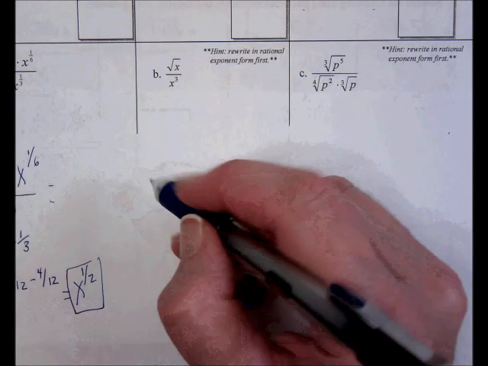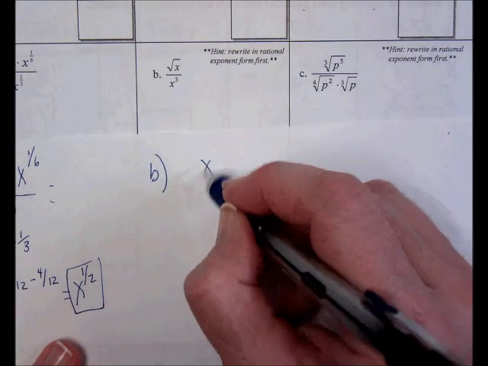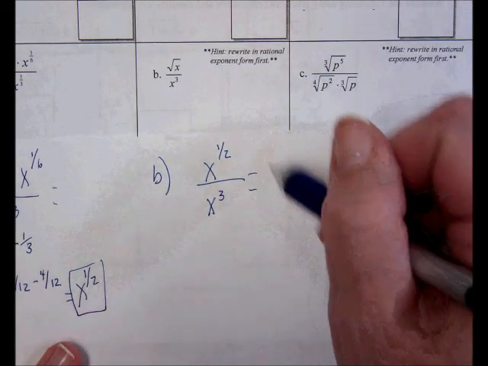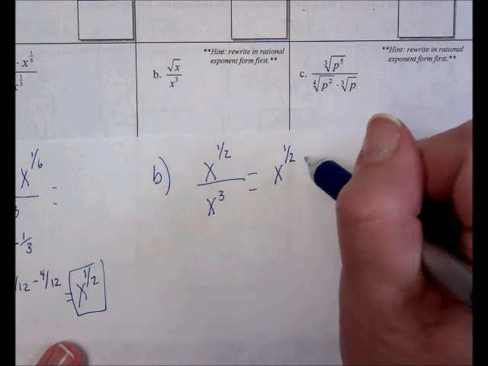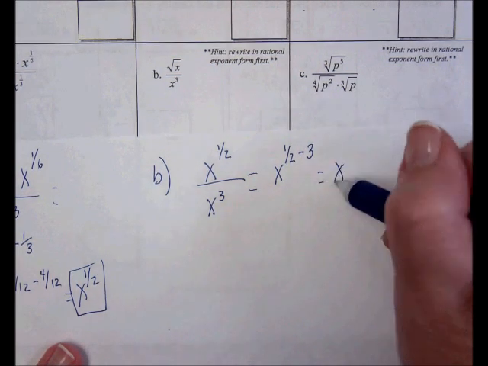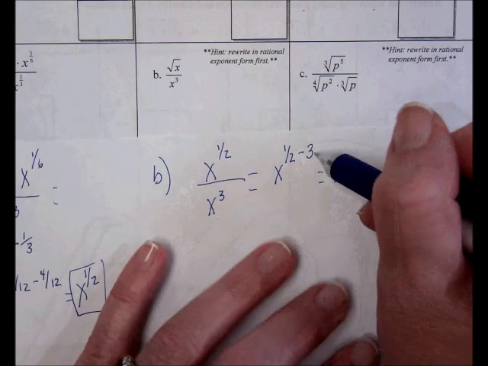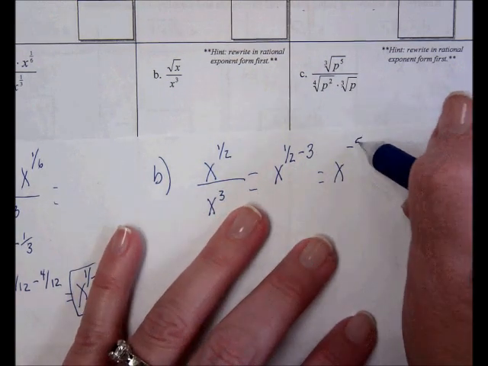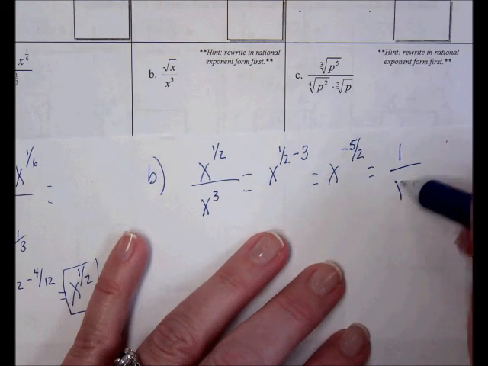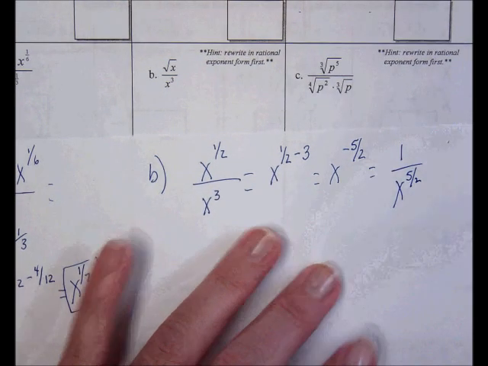And then moving on along to B, I would have x to the 1/2 over x to the 3rd, and so I have x to the 1/2 minus 3, which is going to be x to the, let's see, negative 5/2, and because it's a negative exponent, it's going to be x to the 5/2 in the denominator.